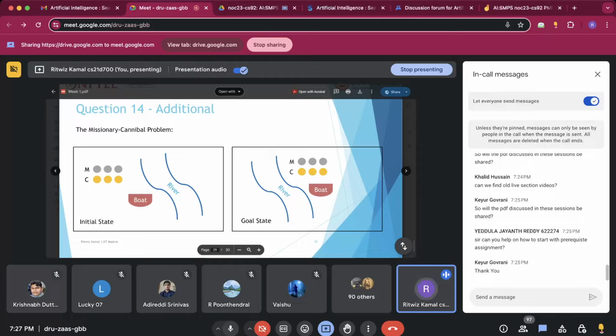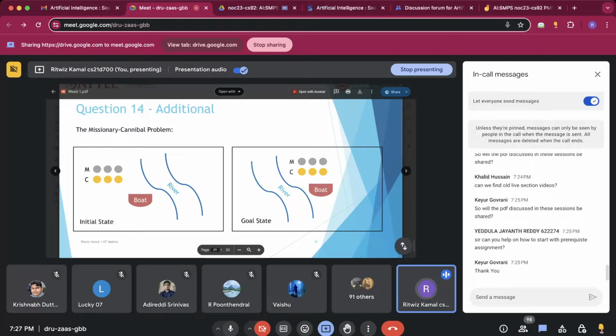The basic idea is that there are three people who are missionaries, and there are three people who are cannibals. As the name suggests, the missionary people are very peaceful people. They don't want to cause any violence. The cannibal people are a bit violent. They can kill and eat other people. And then you have a boat, and then you have a river. Your aim is to go from this initial state where all the six people are on the left side of the river to the right side of the river.